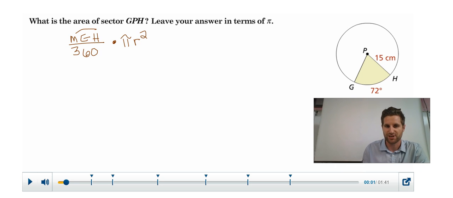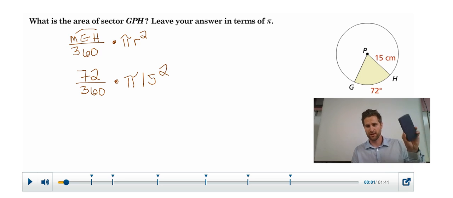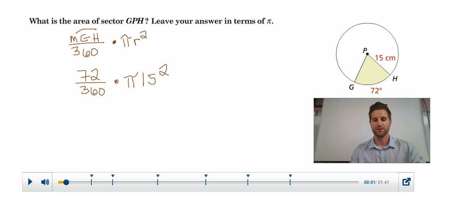So the measure of GH is given to us as 72, and then we go ahead and use r as 15, and we want to leave it in terms of pi. So all we have to do is calculate the rest of this in our calculator. 15 squared is 225, if you didn't know. So we divide 72 by 360, which gives us 0.2. Then we multiply that by 15 squared, and we end up with 45 pi.